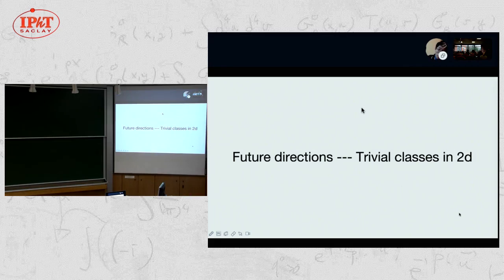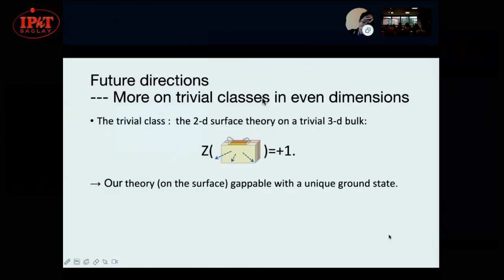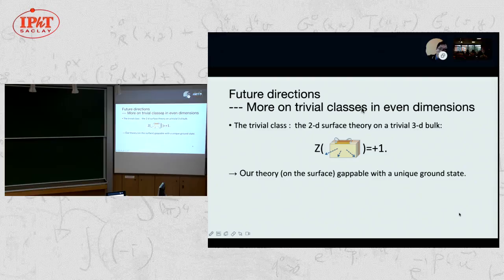Okay, so there are several future directions. One of them I'm most interested in is the trivial classes in two dimensions. So the trivial classes means the theory can be realized as a surface theory on some 3D bulk, and this bulk is trivial. It means that our theory on this surface is gappable with a unique ground state.